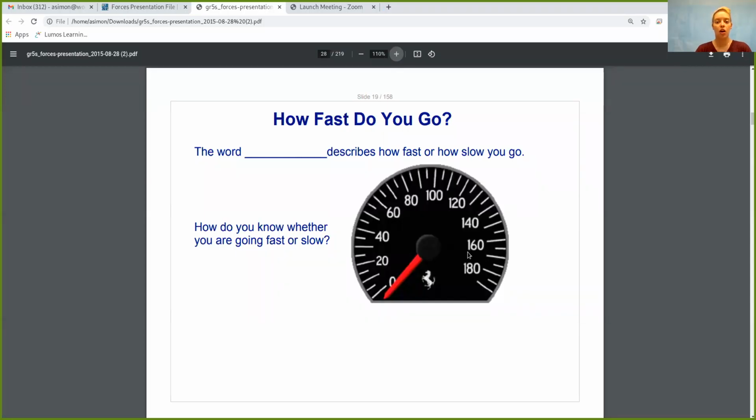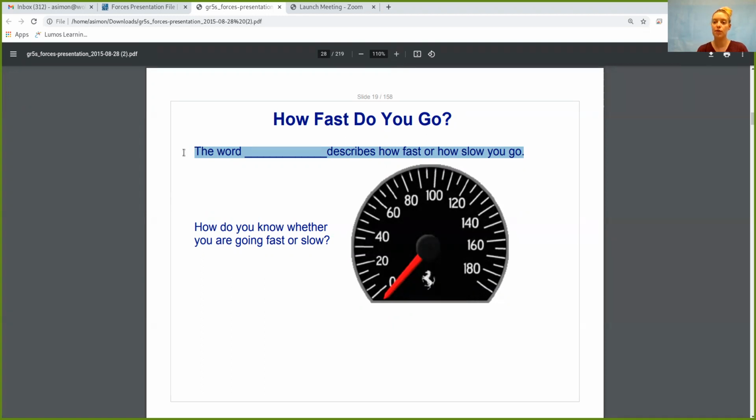So I'm going to share my screen. Remember, if I highlight it, make sure you put it down in your notes. All right, so how fast do you go? The word speed describes how fast or how slow you go. So go ahead and put this down in your notes, please. The word speed describes how fast or how slow that you go.